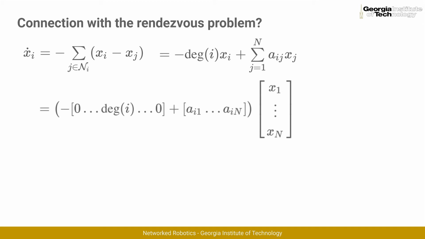What we observe now is that we can represent the sum of the first line through the inner product between two vectors. The first, on the left, is the sum between the negative of a row vector of zeros with the degree of i located at the ith position and a row vector formed by the elements of the adjacency matrix corresponding to node i. The second vector is the concatenation of the position of each robot.